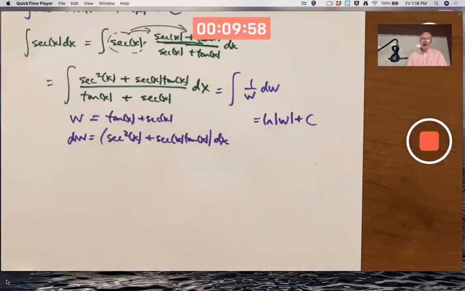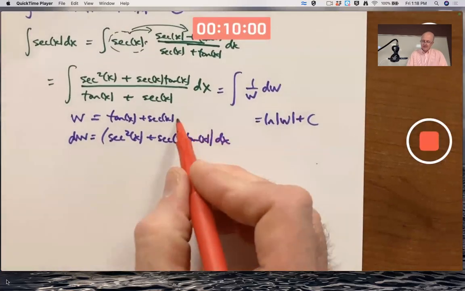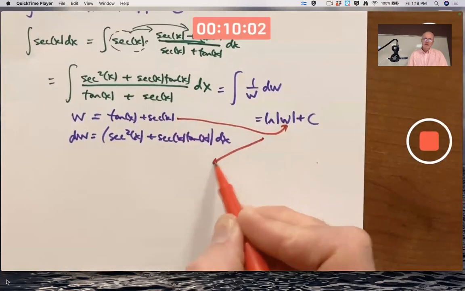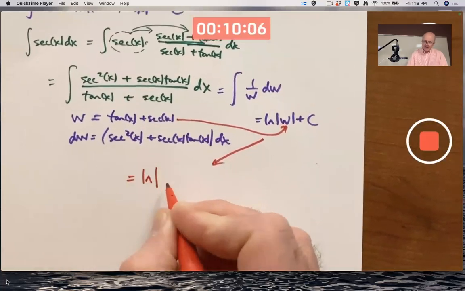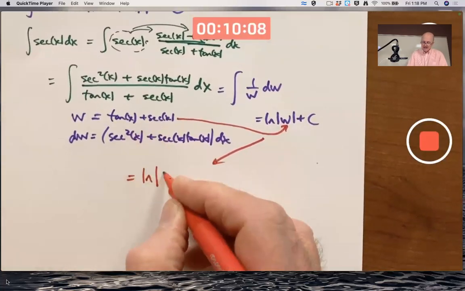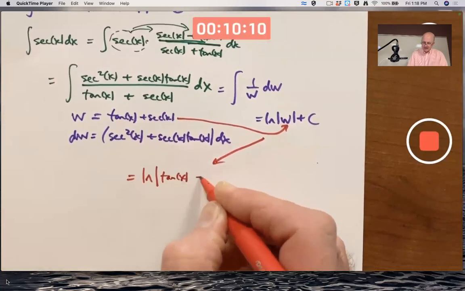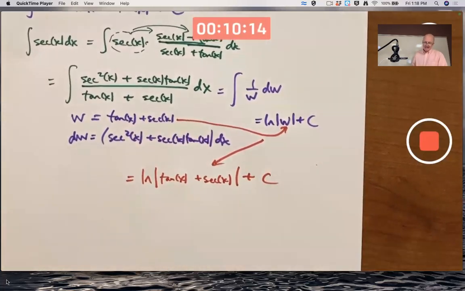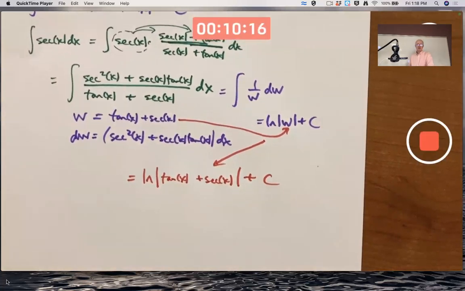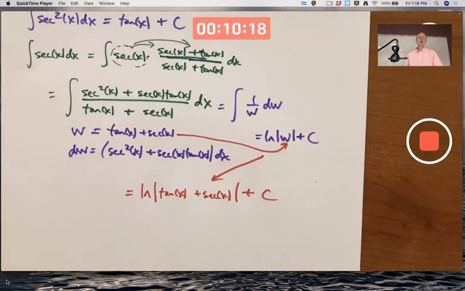And now don't forget to substitute that in there. So the final answer is evidently natural log of the absolute value of tangent of x plus secant of x, plus c. Amazing. You never would have guessed the answer involves natural log, but it does.